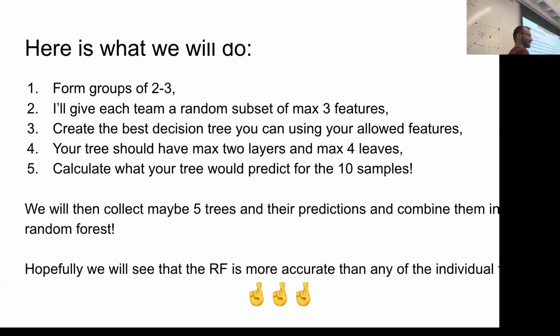So I will give you maybe 5 or 10 minutes to do this exercise, and then I will collect the 5 trees. I will write down on the whiteboard here what each of the trees predict for the 10 data points, and then we will aggregate the predictions and create a random forest out of the 5 trees. And at the end, hopefully, what we will see is that the random forest is more accurate than any of the individual trees. Hopefully. Doesn't always work out that way, but that's the hope.